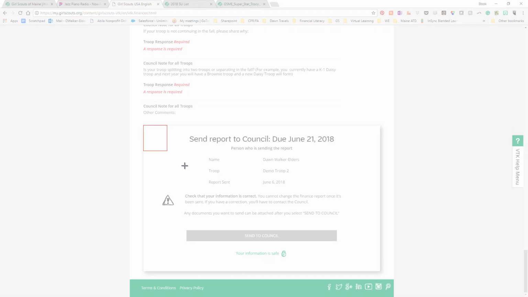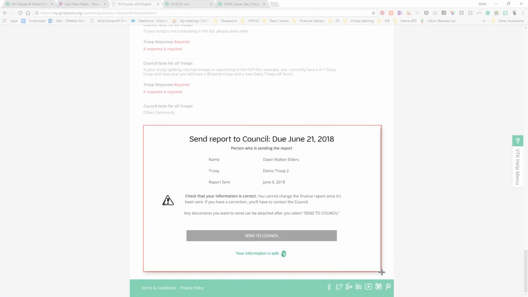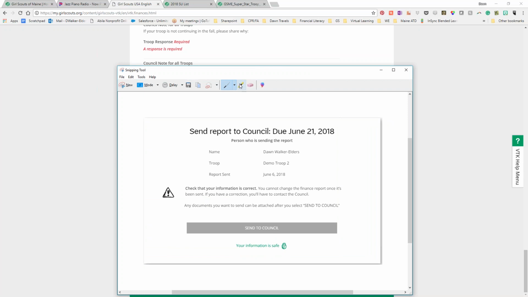The other piece here that's important is that you can attach things. Any documents that you want to put here, this is where you would put your last month's bank statement. That's the most important part.